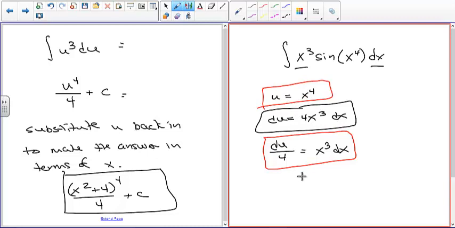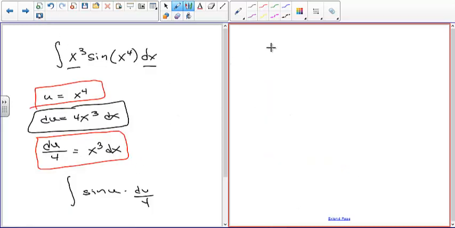So when you do that, you'll end up with the sine of u times du over 4. Okay, so x cubed dx is du divided by 4. And then you can factor out the constant, so you'll get 1/4 the integral of the sine of u du. And now if you look at your sheet, you'll notice all of them are in terms of u.